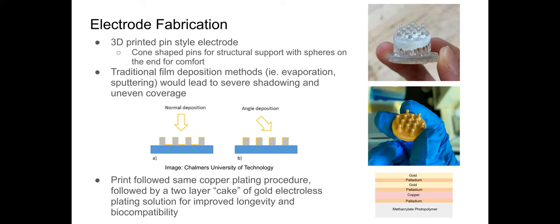So I basically followed the exact same process that Julian and I have talked about before, but in addition, I added two more layers of an electroless gold plating step. And those two extra layers of gold improve the longevity of this electrode because copper does oxidize over time. And also the gold makes them more biocompatible because these will be in contact with the person's skin.